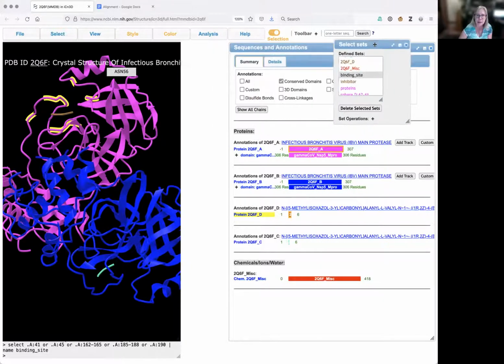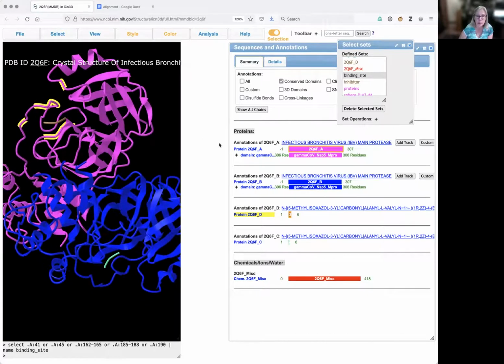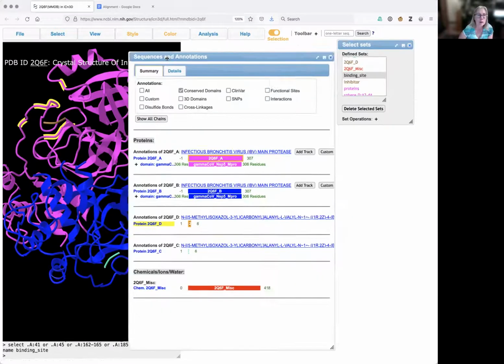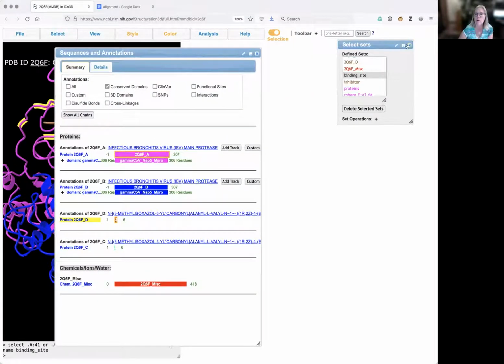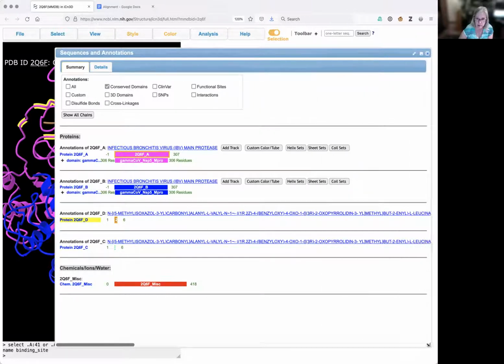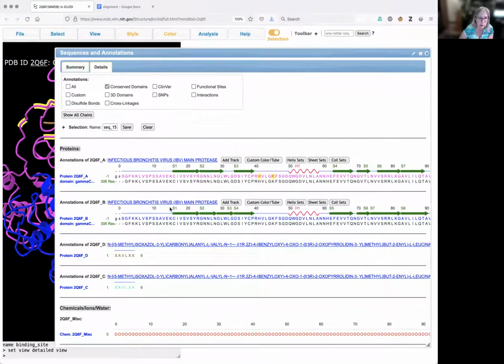First of all, I would like to know whether the amino acids in the binding site are present in both this infectious bronchitis virus protease and the protease from SARS-CoV-2. So I'm going to move the sequence over a little bit, expand the window, and click Details so I can see the sequence. Now I can see which amino acids are highlighted and present in the binding site.